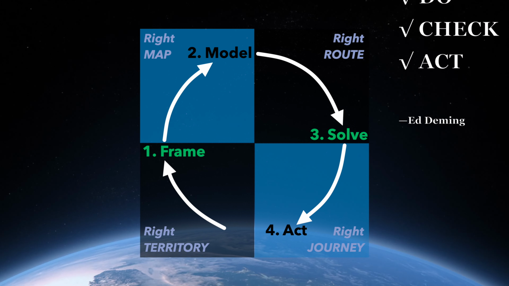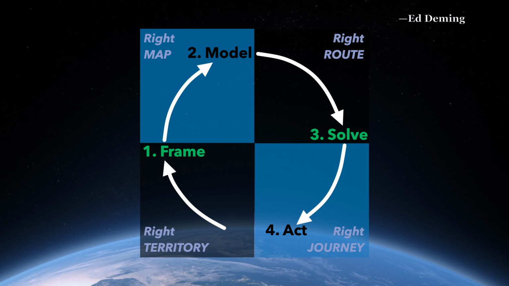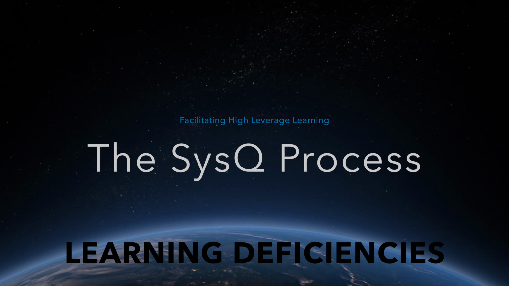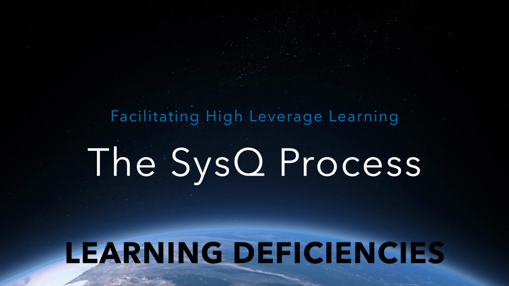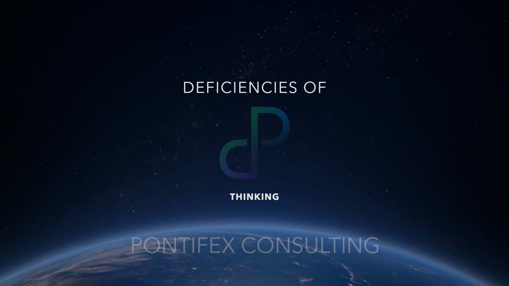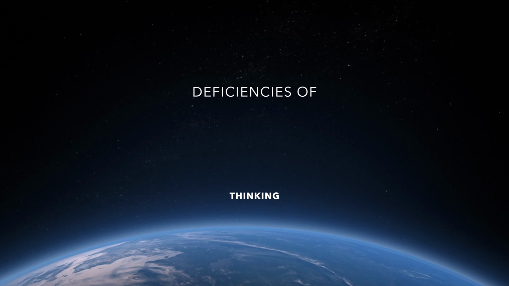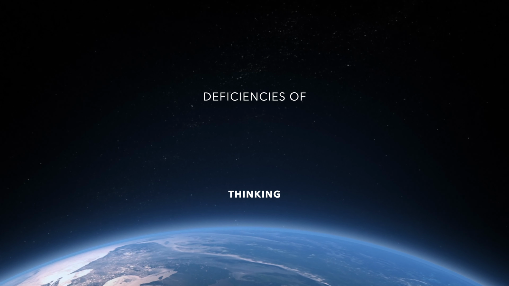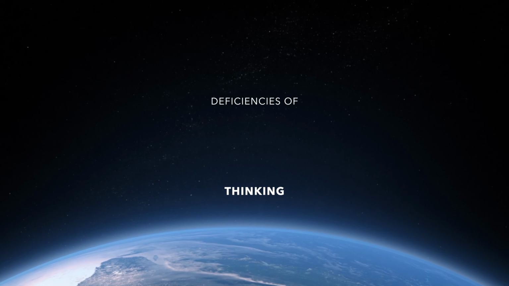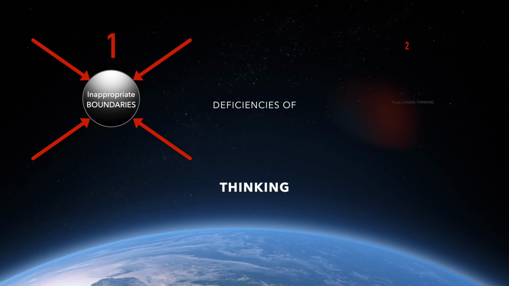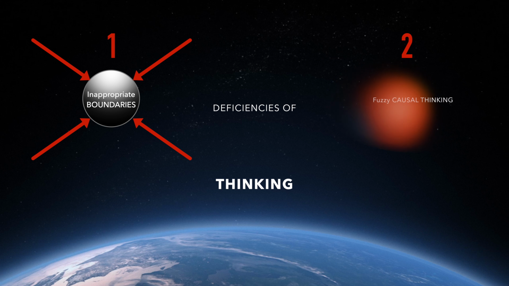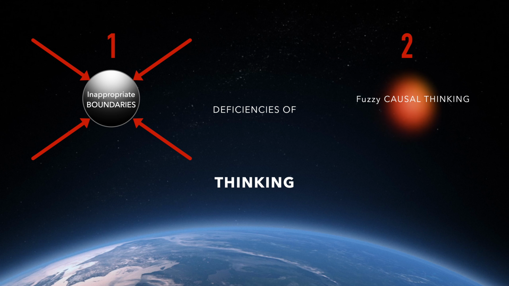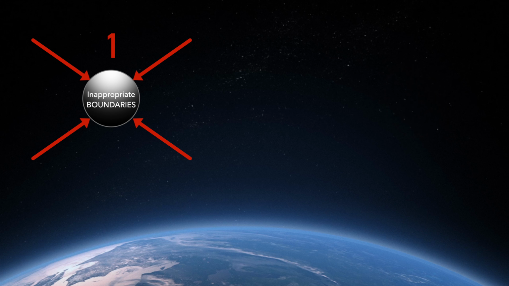This video will discuss why we often fail to effectively apply this learning. There are myriad reasons why we often fail when applying this learning loop. 2 of the more important reasons are deficiencies of thinking. We use inappropriate boundaries and fuzzy causal thinking. Let's start with the first deficiency, inappropriate boundaries, which has 2 aspects.